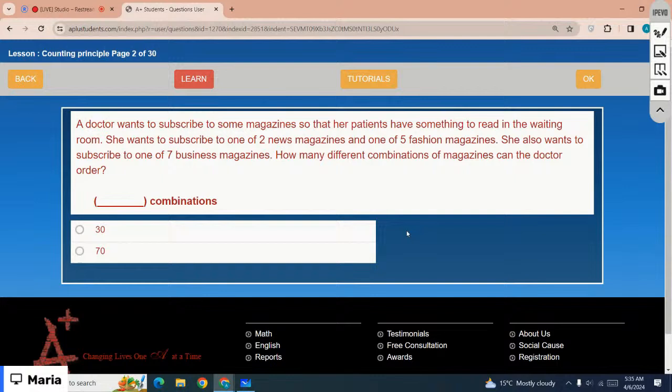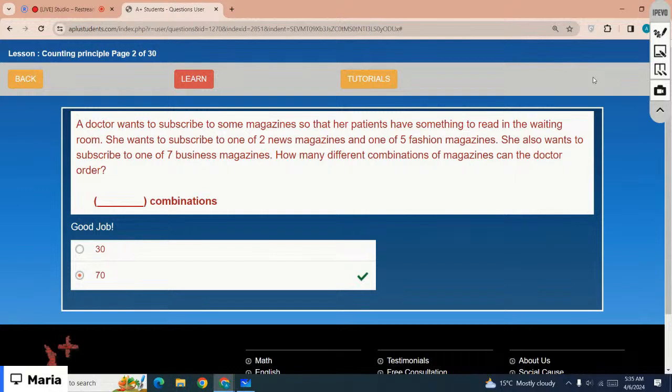The correct option is, yes, 70 it is. She can have 70 different combinations to choose from.